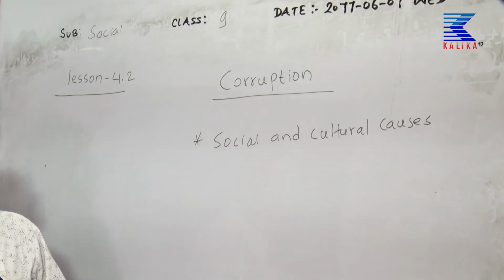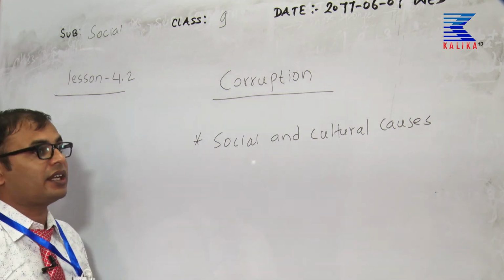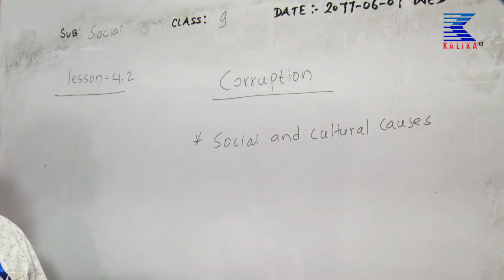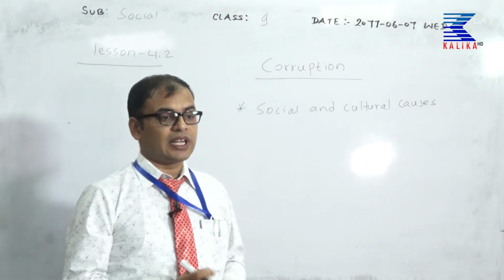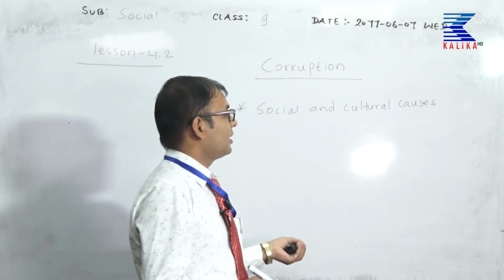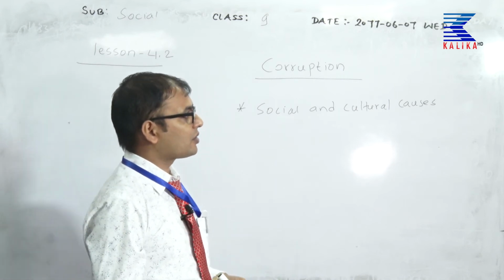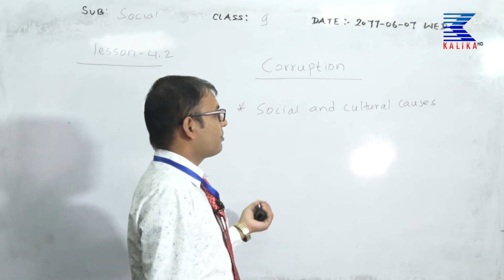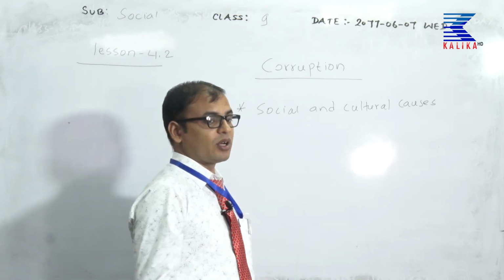What kind of things come inside the social and cultural causes we discuss here. Inside that comes lack of public awareness among the people. In our society most of the people are unaware; they do not know how we can stay away from corruption or how we can control corruption. Because of that also corruption is increasing. So, this is one of the causes.